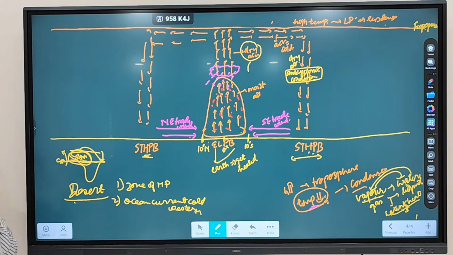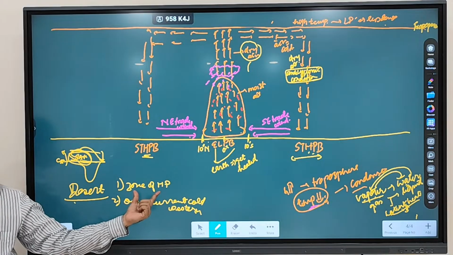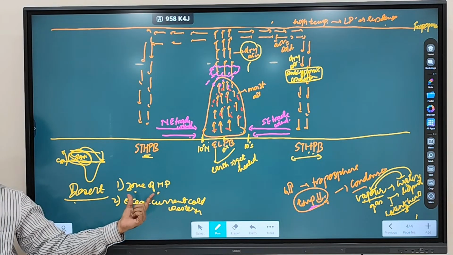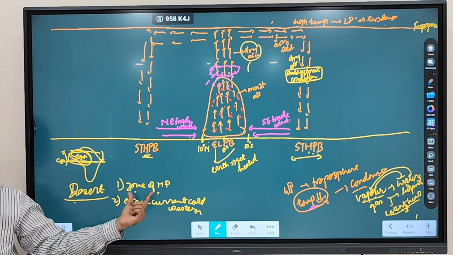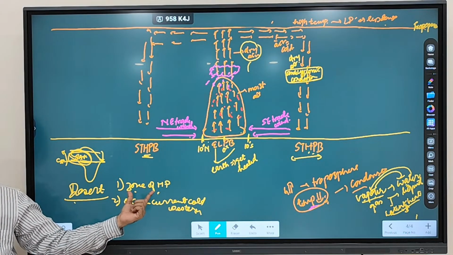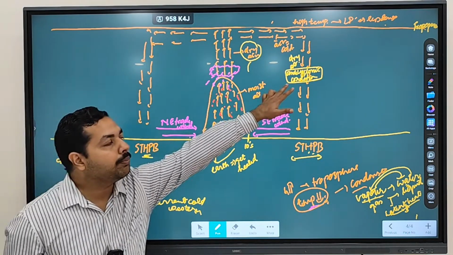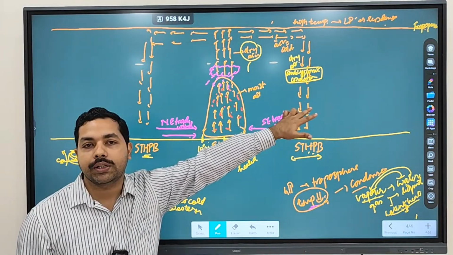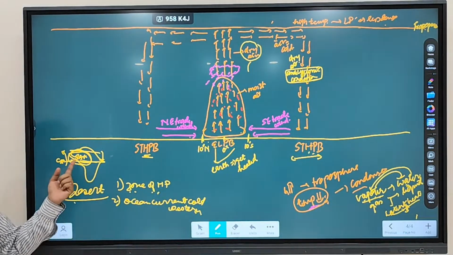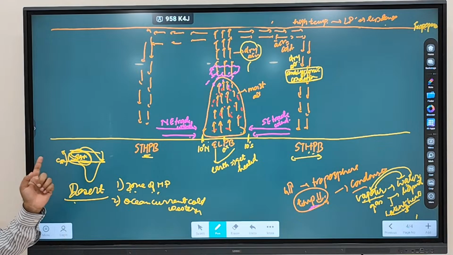So that's why, if you remember, we wrote one condition: the tropics region is a zone of high pressure belt region, and when there is high pressure, there will not be any rainfall, and anticyclonic conditions are going to be formed. That's why deserts are found in the 15 to 30 degree latitude. Fine.